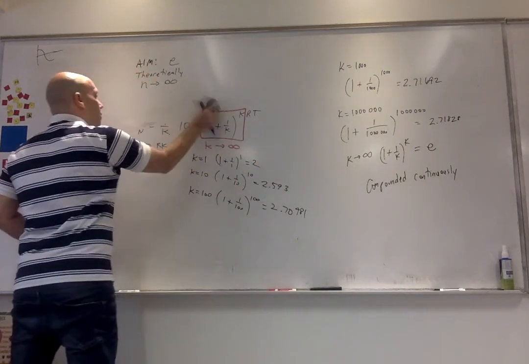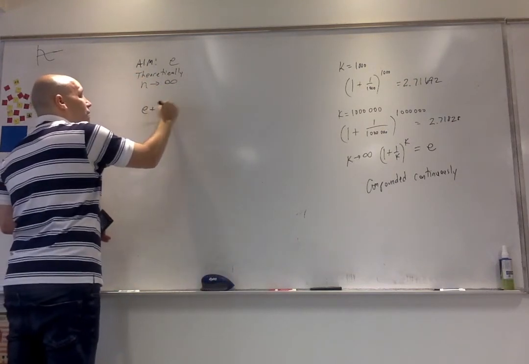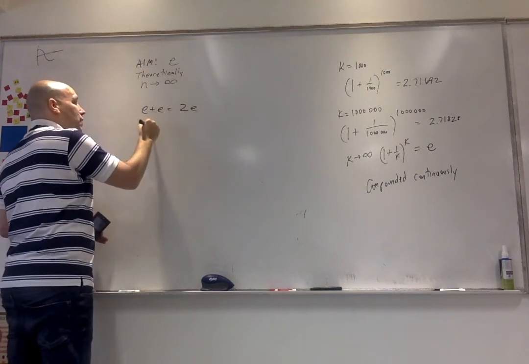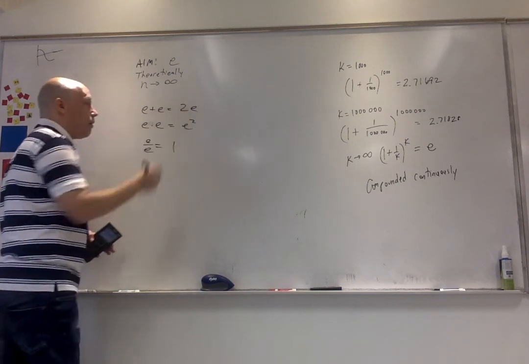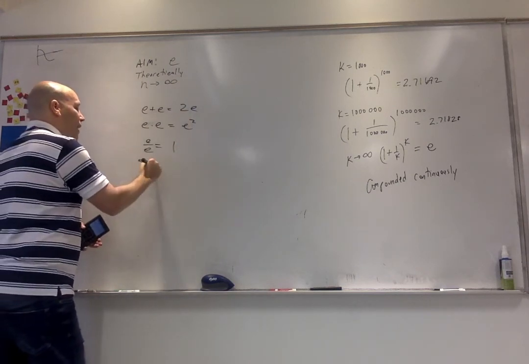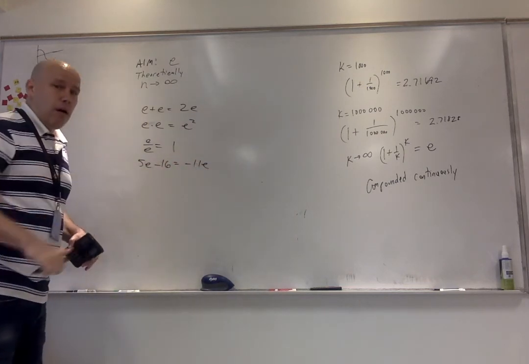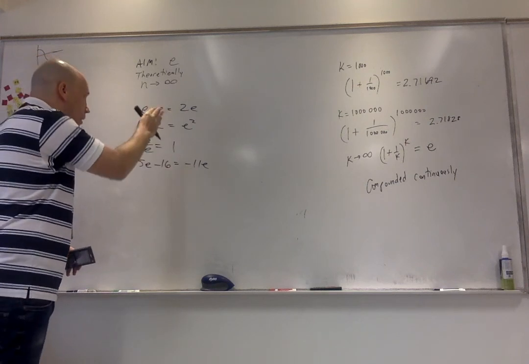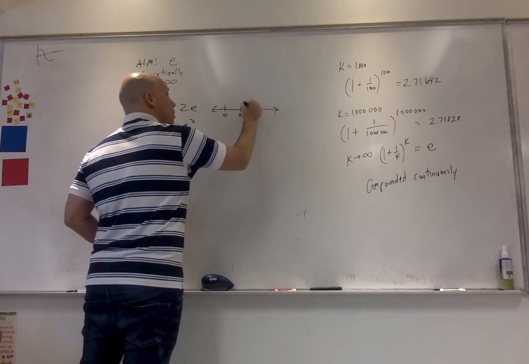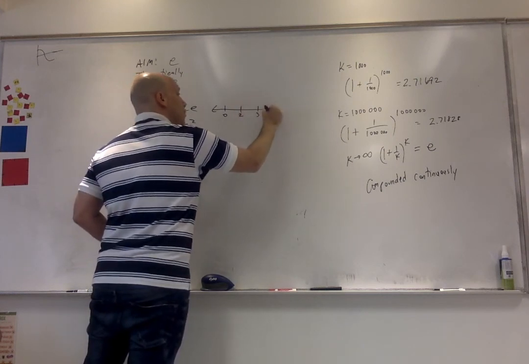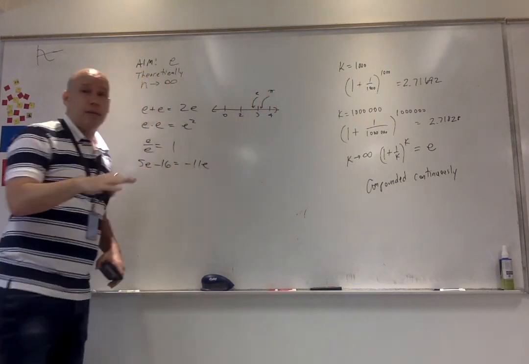So what's e plus e? 2e. What's e times e? e squared. What's e divided by e? 1. What's 5e minus 16e? Negative 11e. That's it. Once again, it's just a number. It's on the number line. Here's 0, here's 2, here's 3, here's 4, there's pi, there's e. That's all it is. Thank you.